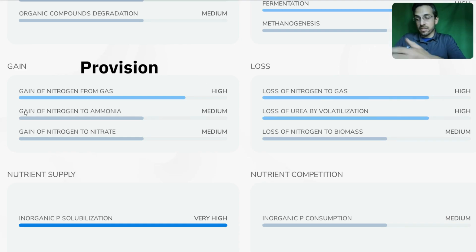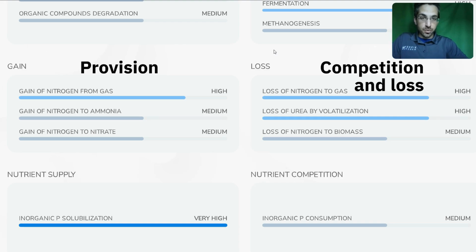We have gain of nitrogen to ammonia. This refers to the decomposition of organic matter containing nitrogen, which would release inorganic nitrogen, ammonia, ammonium, that can then also be transformed into nitrate via the next metric, gain of nitrogen to nitrate. That's the transformation from ammonia, ammonium into nitrite and then to nitrate, which is the dominant form taken up by plant roots.